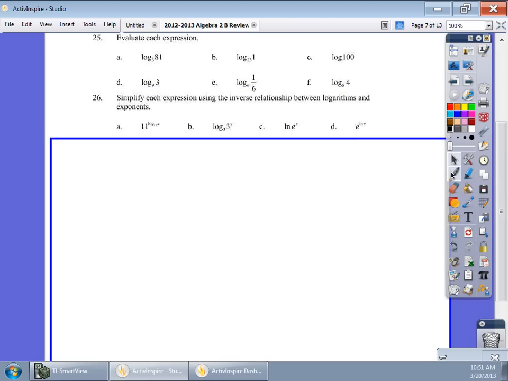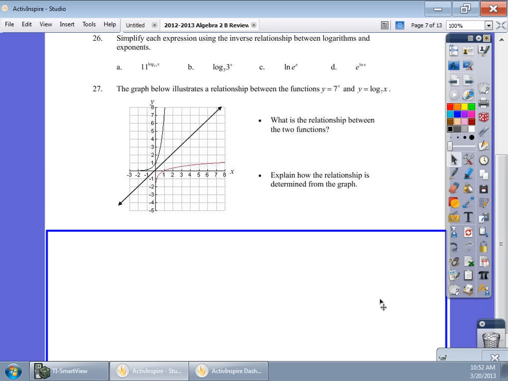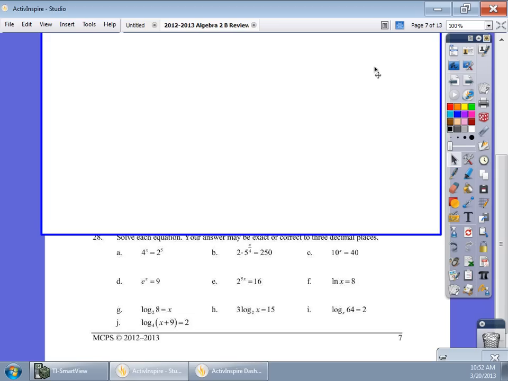Okay, here, simplifying each expression, we have 11 to the log base 11 of x. You know, the 11 to the log base 11, we're just going to get x. Log base 3 of 3 to the x is x. Natural log of e to the x is x. And e to the natural log of x is x. I'm not going to worry about that too much. I want to look at these down here.